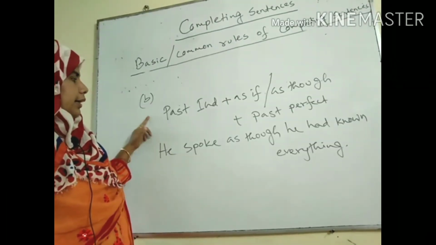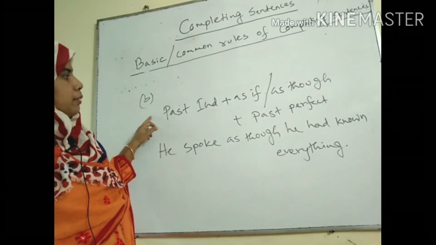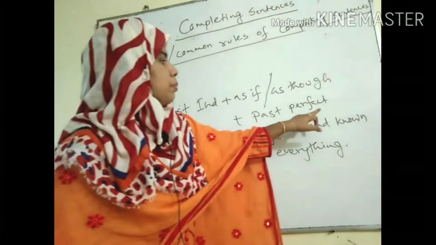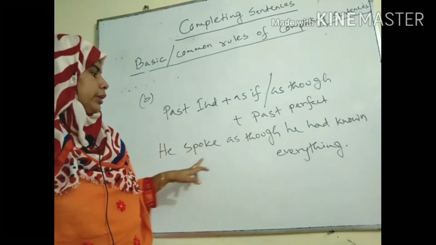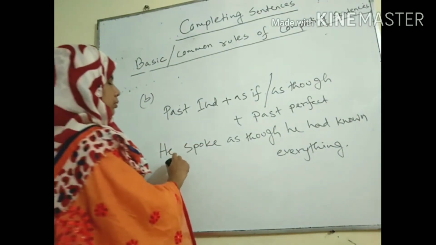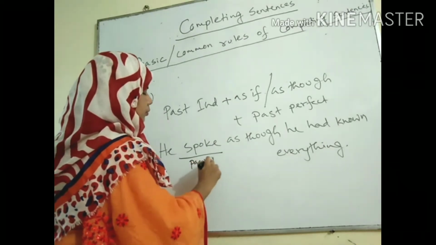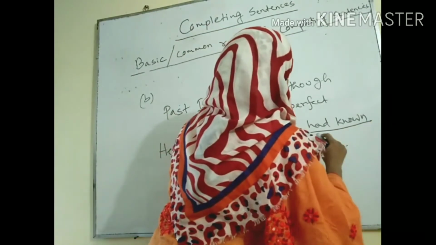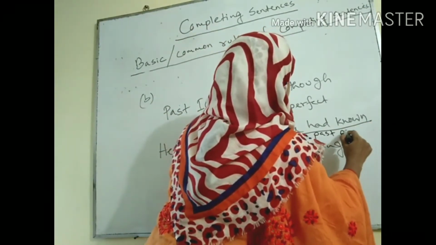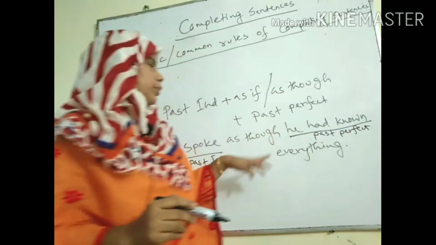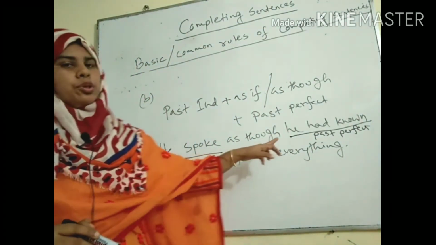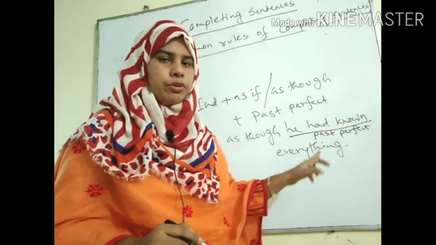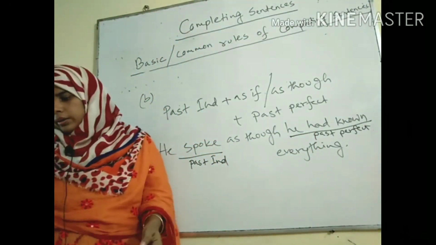Okay, and then the second one of as if, as though: if we use past indefinite at first, we have to use past perfect at last. Look at the example. He spoke, past indefinite, as though he had known everything. This sentence is past perfect. So if we use past indefinite, we have to use past perfect, and if we use present indefinite, we have to use past indefinite.